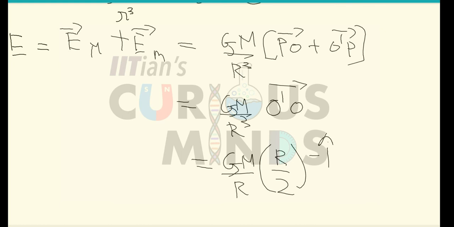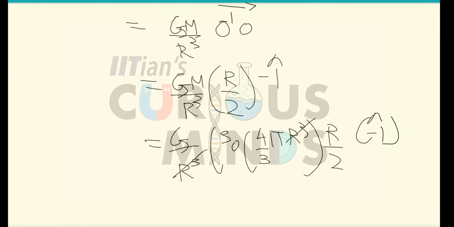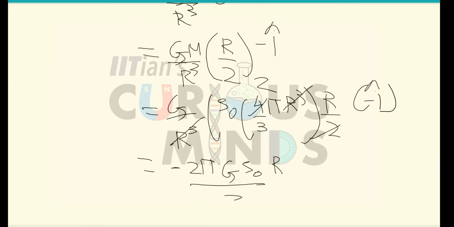So basically let me substitute this value. It will be equal to G into r cube, where the mass can be written as density into volume. It is equal to 4 by 3 pi r cube rho naught into r divided by 2 into negative I vector. So r cube and r cube will get cancelled out, 4 will be multiplied by 2, so it will be equal to negative 2 pi G rho naught into r divided by 3 into I vector.